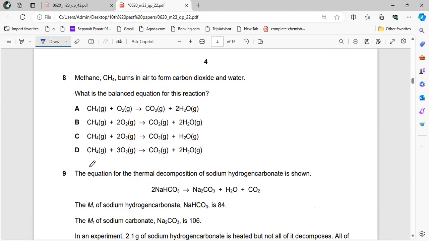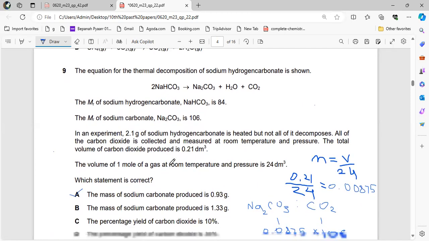Methane burns in air to form carbon dioxide and water. What is the balanced equation for this reaction? We know that hydrocarbons burn in air and form carbon dioxide and water, which is already given. Now here you have to find the balanced equation. So in this case, B is the correct option. If you count the number of hydrogens and oxygens on both sides, then you will understand that this is the proper balanced equation. In the other equations, it is not balanced.